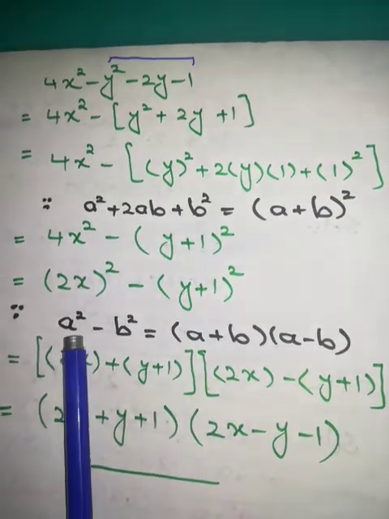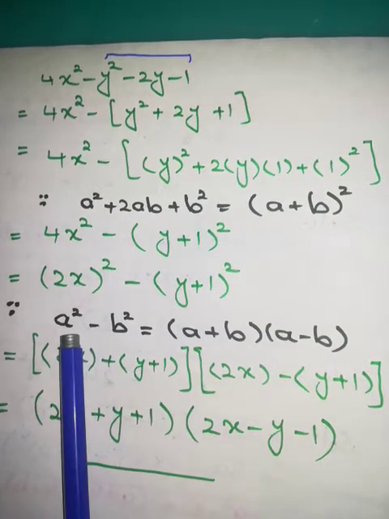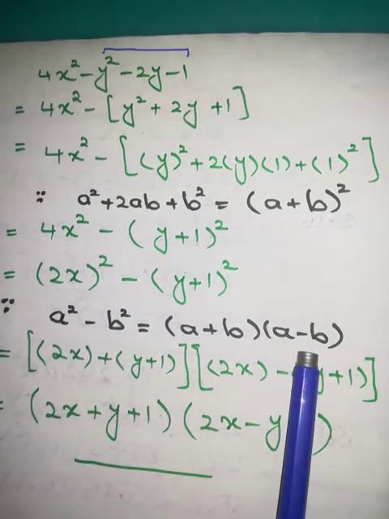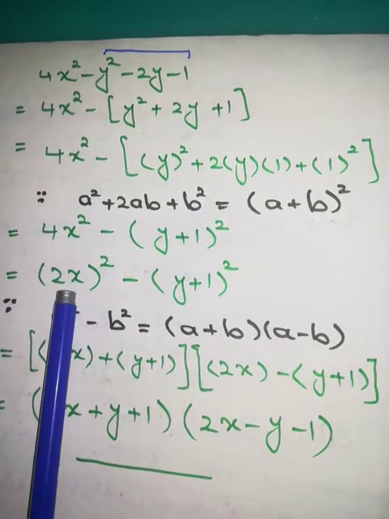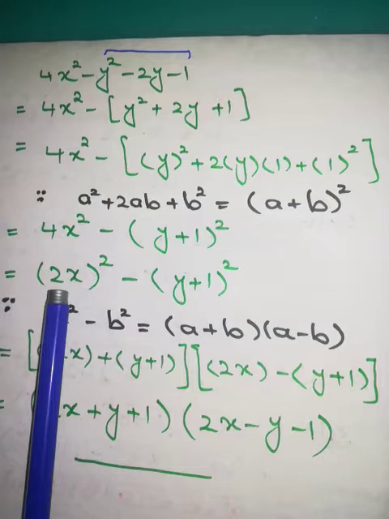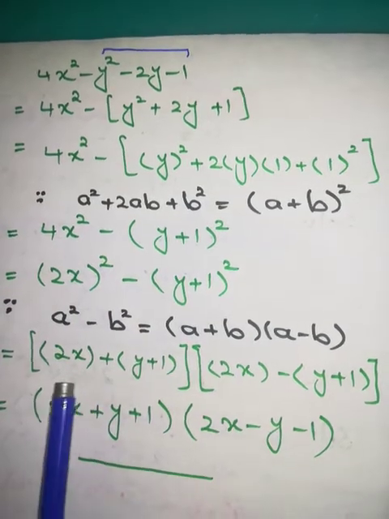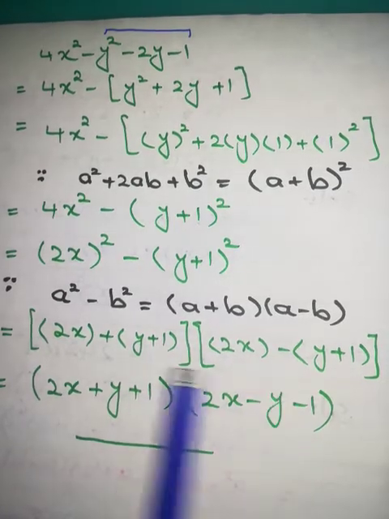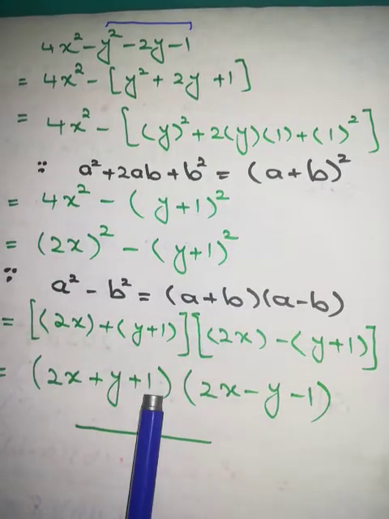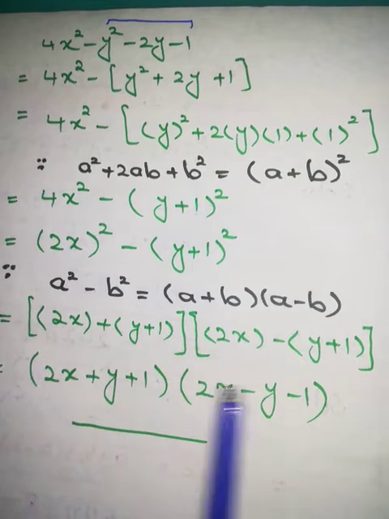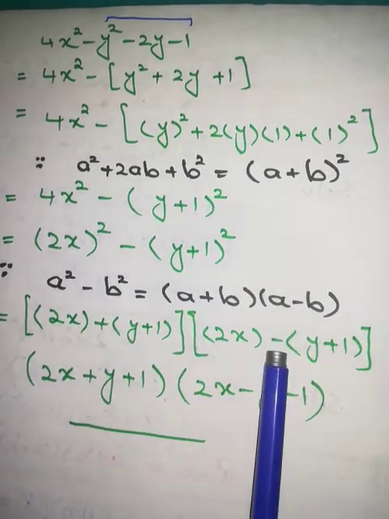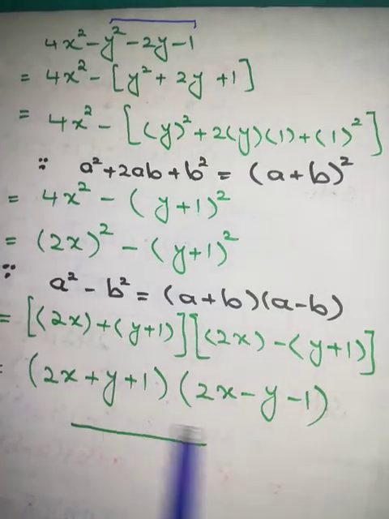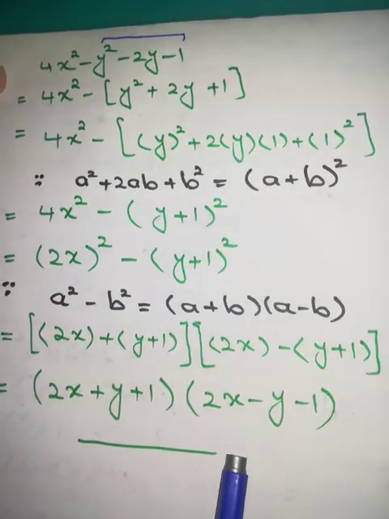Now proceed. Here is another identity: a square minus b square is equal to a plus b and a minus b. By using this identity, we write one factor with a positive sign between them and one factor with a negative sign between them. By putting the positive sign between them and multiplying, this is one factor, and by putting the negative sign with both terms, negative y, negative 1. So these are the two required factors.